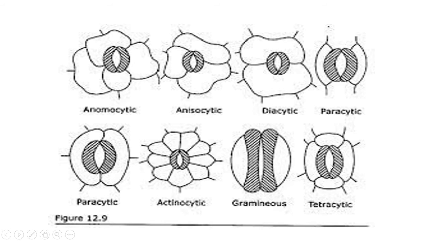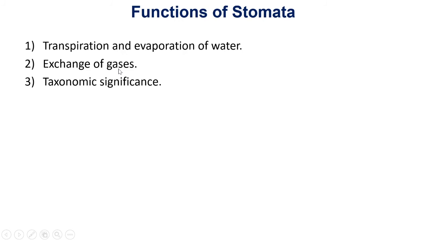And the last one is the sunken type of stoma, tetracytic or coniferous. They are sunken in the epidermis in the median part. The guard cells are elliptical and have narrow lumina. At their ends, they have wider lumina and are triangular in section. In this way, we have seen different types of stomata.